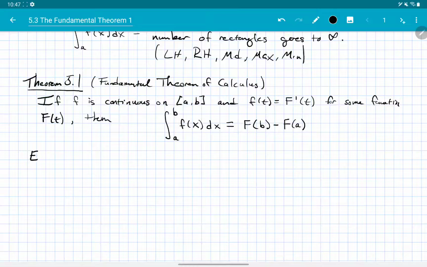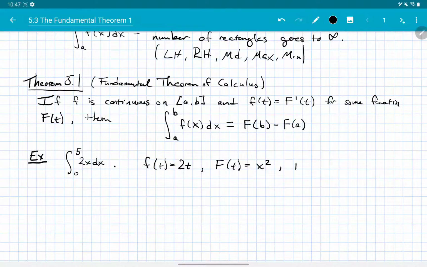Here's one very quick example to confirm what's going on here. Let's do the integral from 0 to 5 of 2x dx. Now, here, little f is 2 times t. That's the function we're taking the integral of. Big F is the function x squared, right? Because big F's derivative is 2x, which is the same thing as little f. So this matches the statement of the theorem.